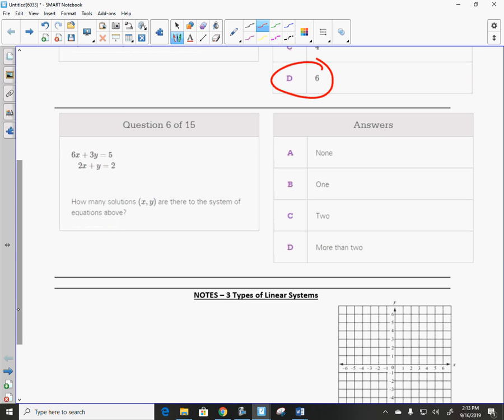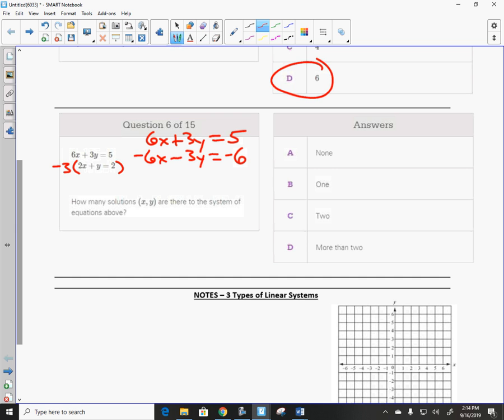Look at the next one. Next question is different. It says, how many solutions are there? None, one, two, or more than two? And if you went to solve this, what could you multiply through by here? A -3. So we have 6x plus 3y is equal to 5, and then we have -6x minus 3y is equal to -6.